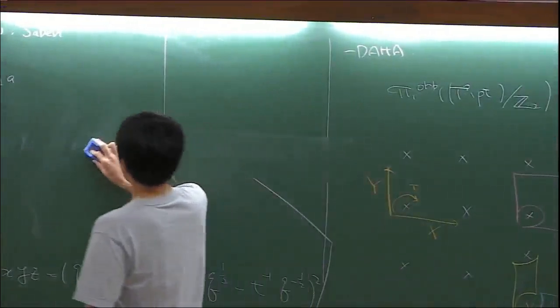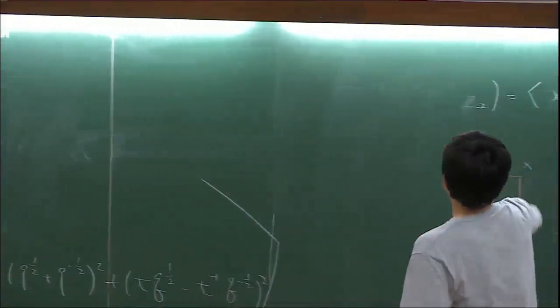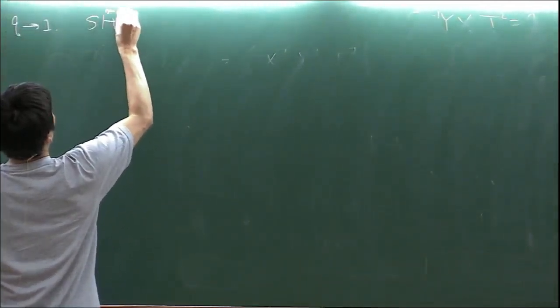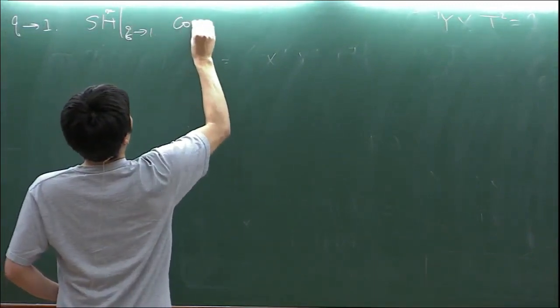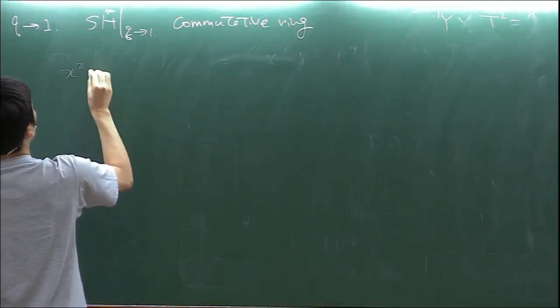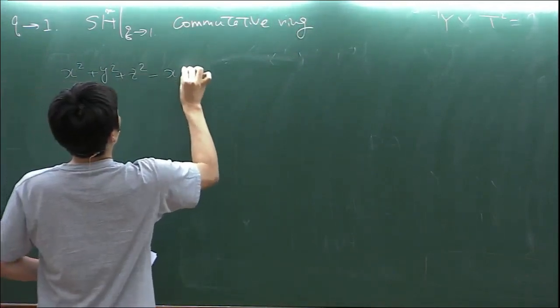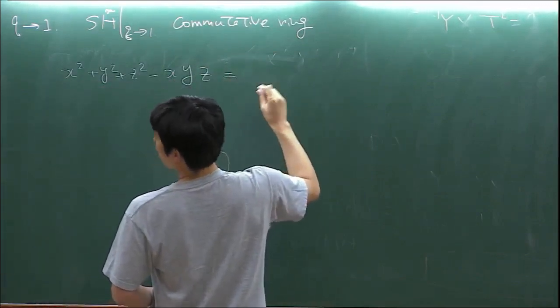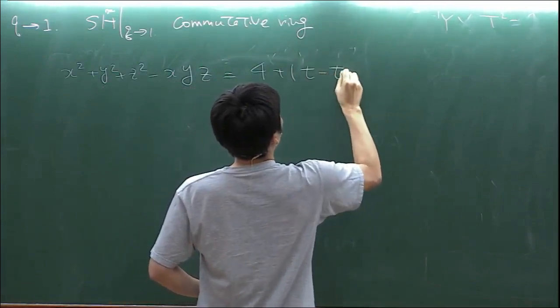The important part is that when you take the q equal to one limit, something interesting happens. The algebra becomes commutative, because q vanishes: X, Y, Z are commutative, but what's left is the last equation. So when q equals 1, the SH at q goes to 1 becomes a commutative ring, whose generators satisfy the following condition: X squared plus Y squared plus Z squared minus XYZ equals 4 plus (t minus t inverse) squared.